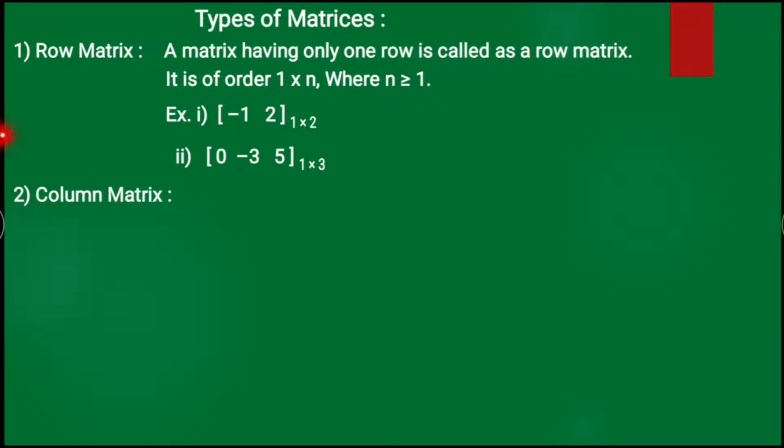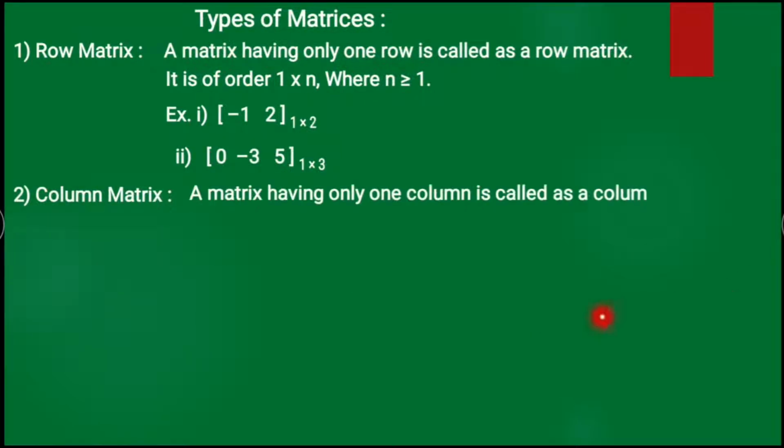Then next type is column matrix. So the definition is: a matrix having only one column is called a column matrix. Like row matrix, here there is only one column. In row matrix there is only one row, and in column matrix there is any number of rows. So we write here the order of this column matrix. It is of order m by n, where m is greater than or equal to 1.